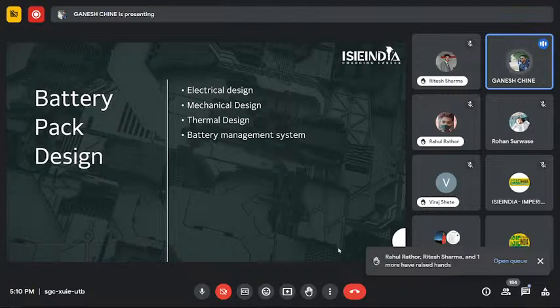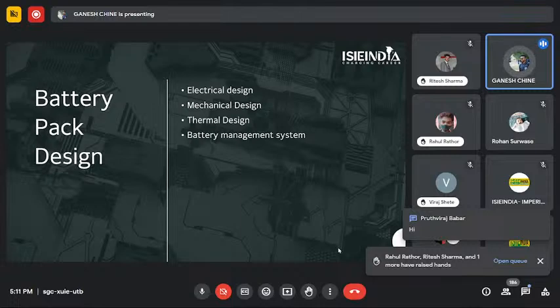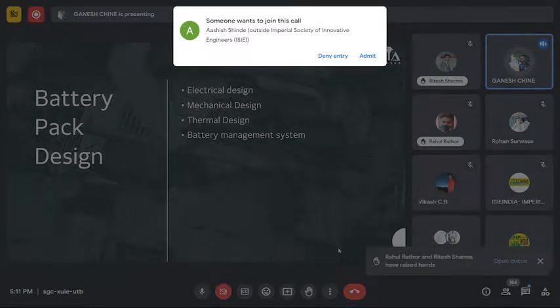While designing the electrical system, we require a robust electrical system, because the battery pack operates in various conditions, such as acceleration, immediate acceleration, and immediate deceleration. All those conditions we have to consider while selecting the battery pack.